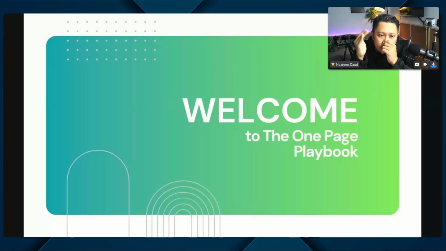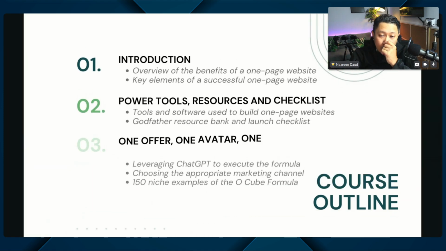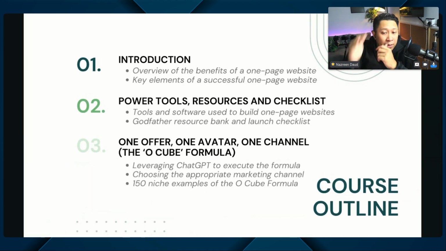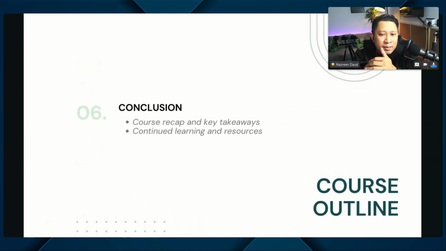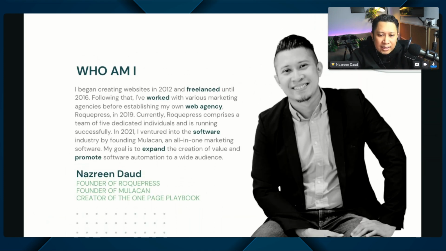Of course, every product comes with a few slides to guide you through step by step, and this is the slide deck for the one page playbook. I'll go through the introduction, the power tools, resources like the checklist, the OCUBE formula itself, setting up your platform using the Mulacan platform, and then domain selection and setup. And last but not least, the conclusion. The conclusion is a roundup of what exactly you need to do after you've created your one page website, because to conclude everything, you need a solid understanding of how you're going to move on to the next step.